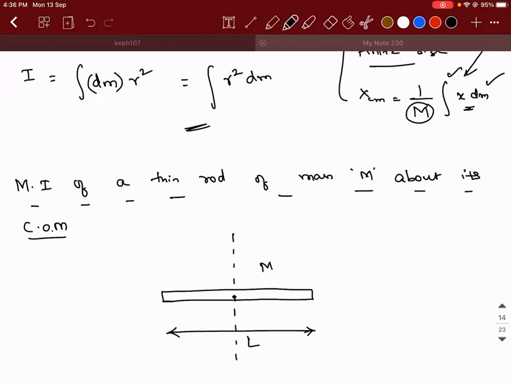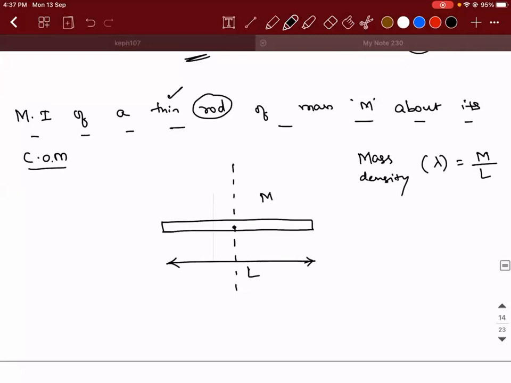Guys, tell me, is this a point object or an extended object? Extended. Okay. So when it is extended, what did we do in the case of center of mass? Revisit your notes and tell me. In the case of center of mass, we defined something called mass density. Since it is a thin rod, the rod is one-dimensional. What is the type of mass density? Linear. So lambda is equal to M divided by L.